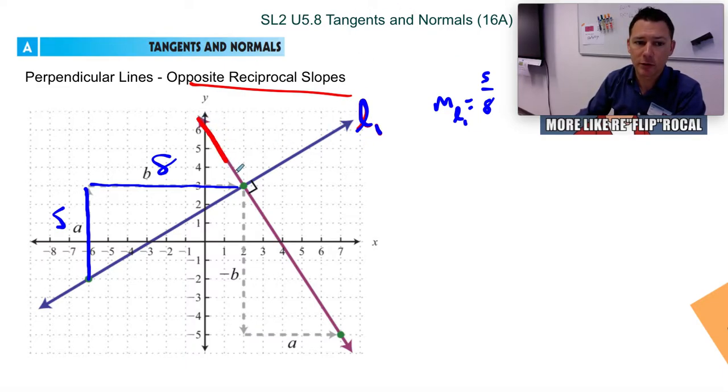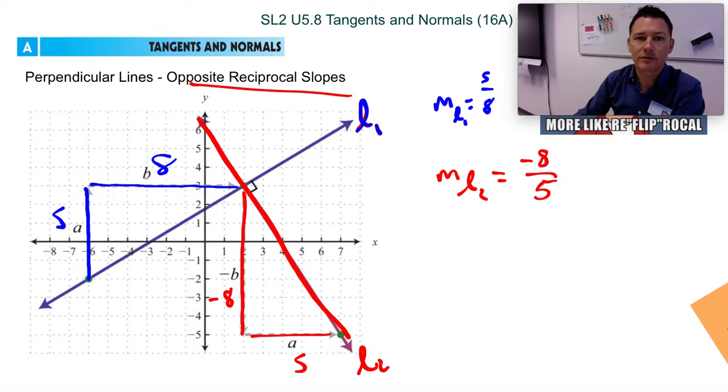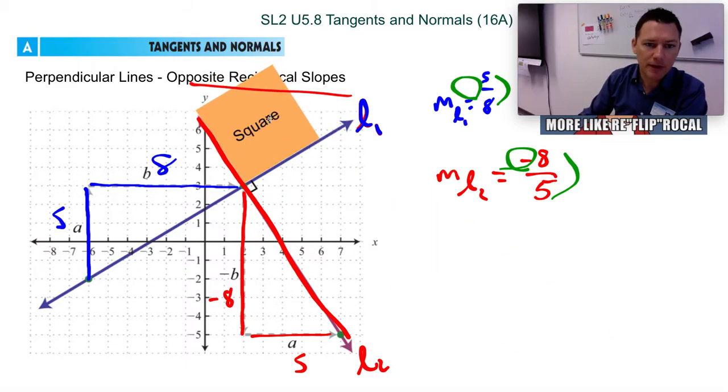And so therefore the slope of L2, this guy, is going to be the opposite reciprocal. If this is L2, this drops down 8 and over 5, right? So the slope is -8/5. It's the opposite reciprocal. Opposite means one's positive, one's negative. Reciprocal means they're flipped over. Sweet. We can check it by my fancy labeled square, and they're perpendicular. Cool? So that's the reciprocal.